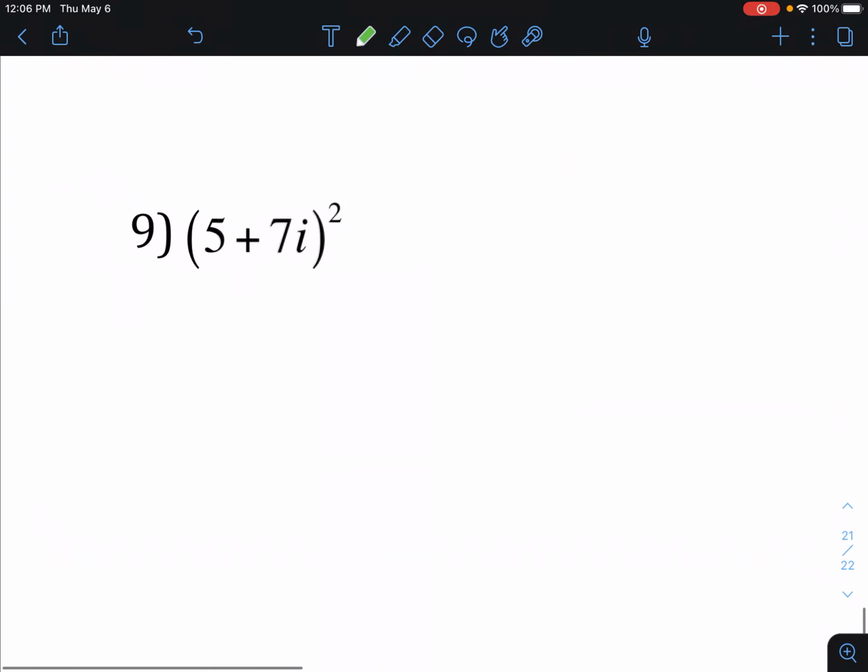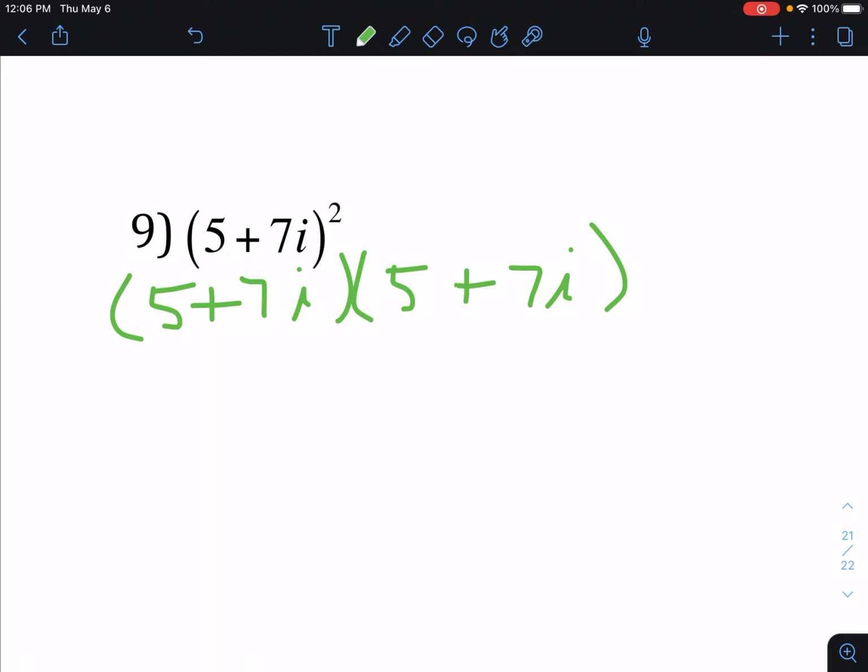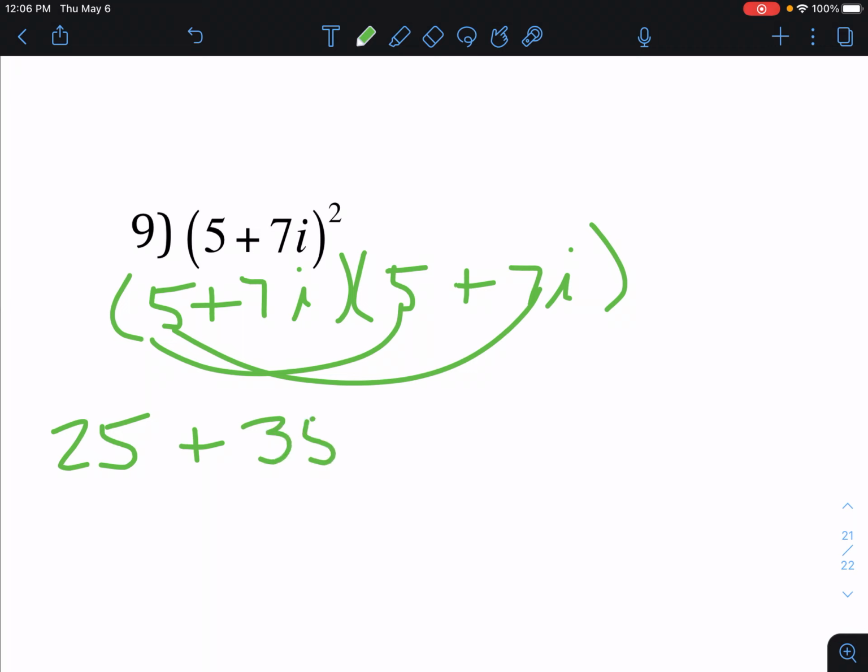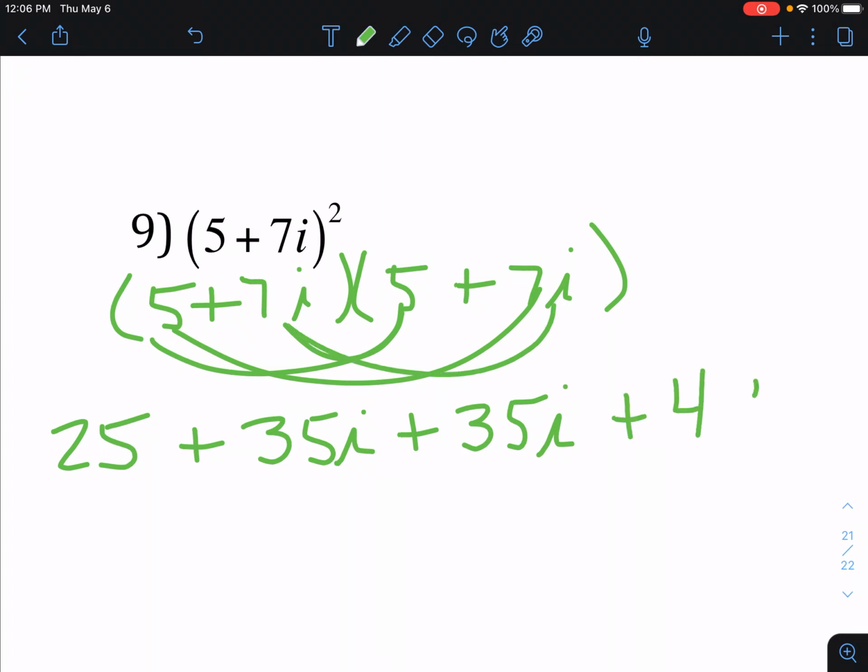Number 9, 5 plus 7i squared means write it out twice and FOIL it. So first, outside, inside, and last. Carefully, 7 times 7, 49.